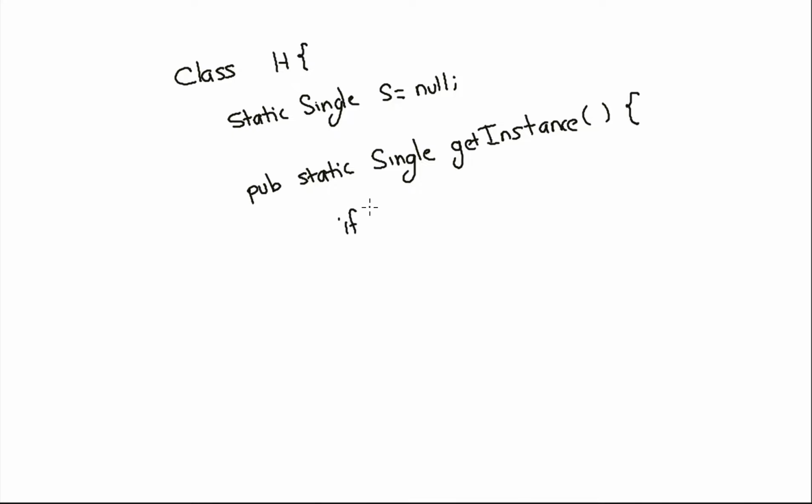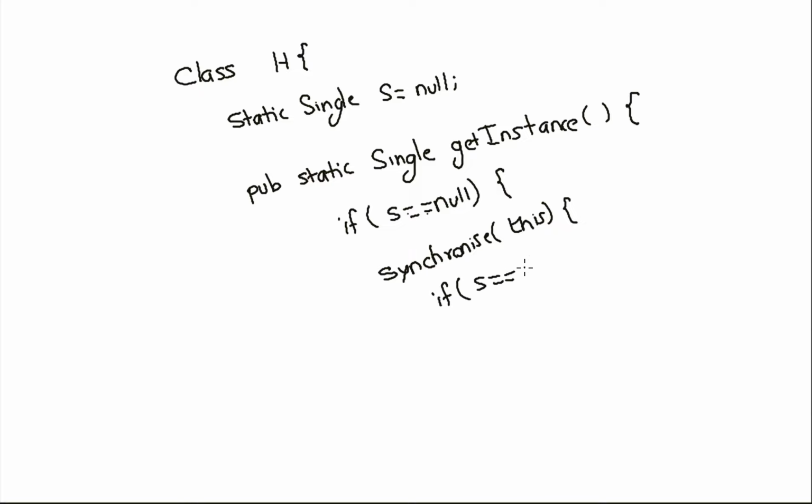Now here we can check if S is equal to null without the lock. If S is equal to null, then do the synchronization. And in the synchronization, again check if S is equal to null, and then create the new object.